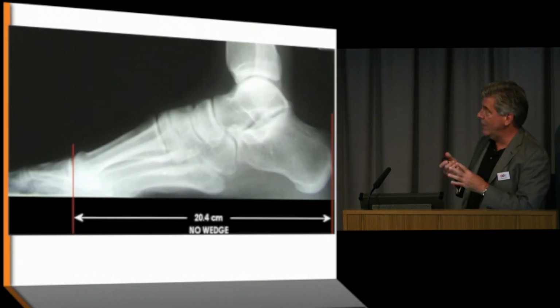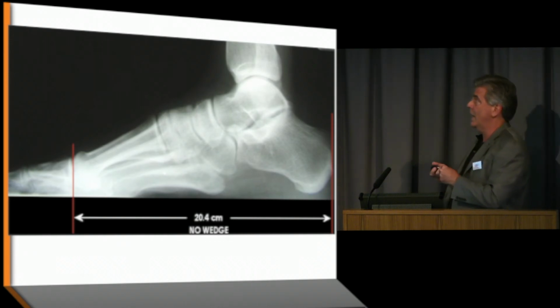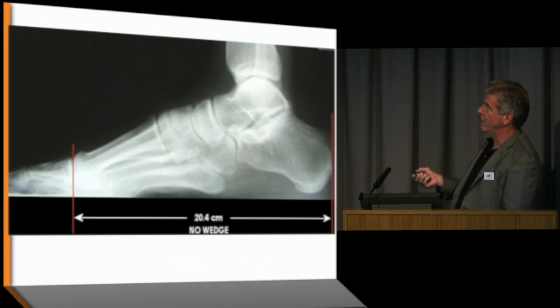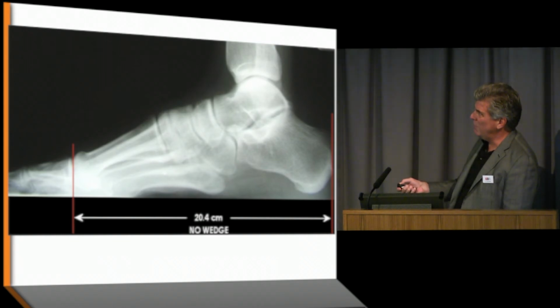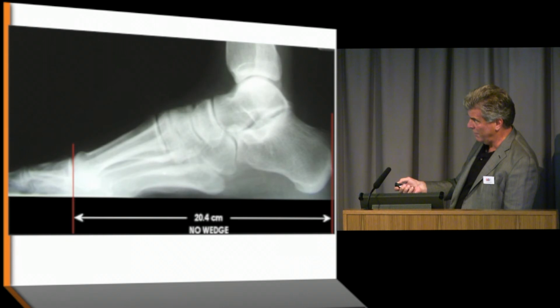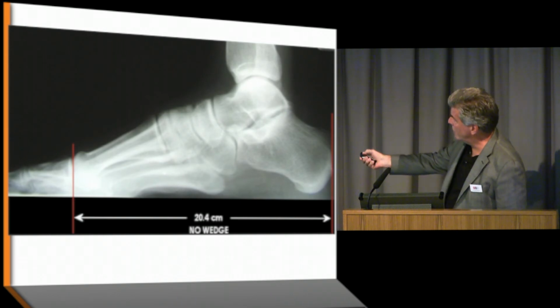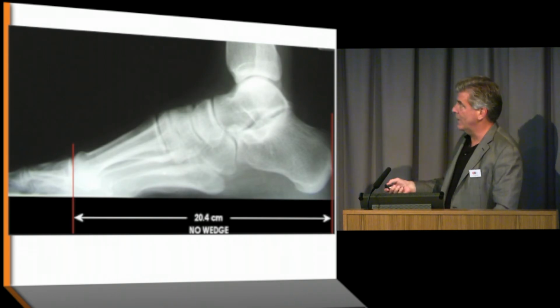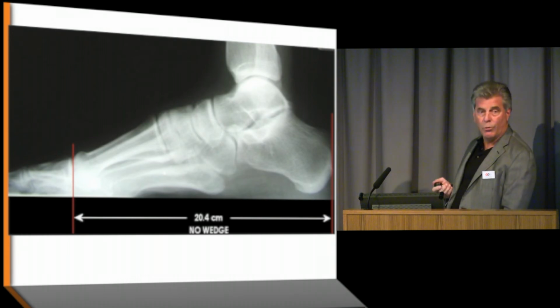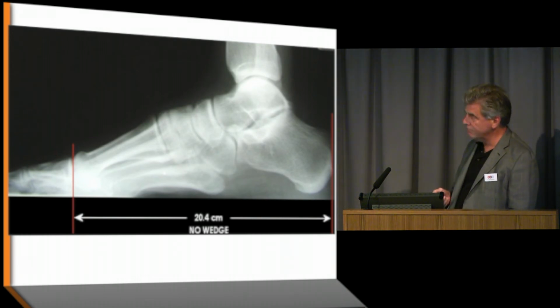So here's her standard weight-bearing X-ray without any wedge underneath. And I think you would all agree this looks like a very normal foot. Perfect cyma line, pretty average calcaneal inclination angle. Everything is really healthy here. So I'm going to measure the length of her arch as defined by the distal margin of the head of the first metatarsal and the posterior margin of the calcaneus. And the length of her arch is 20.4 centimeters.